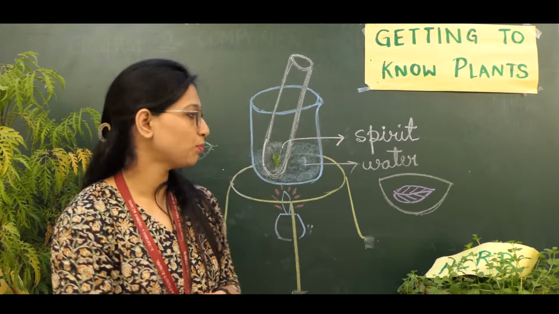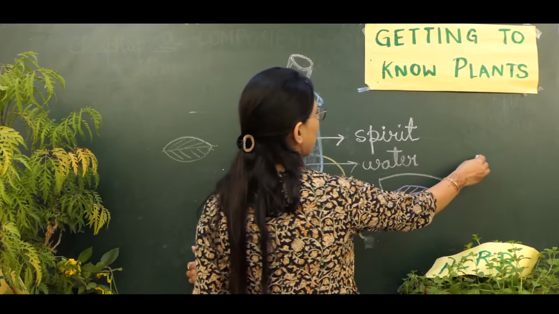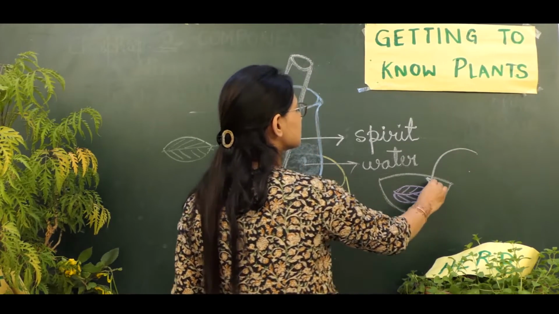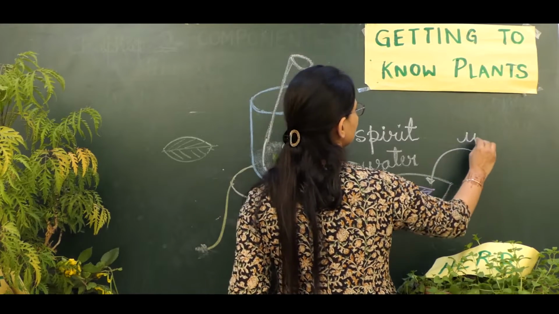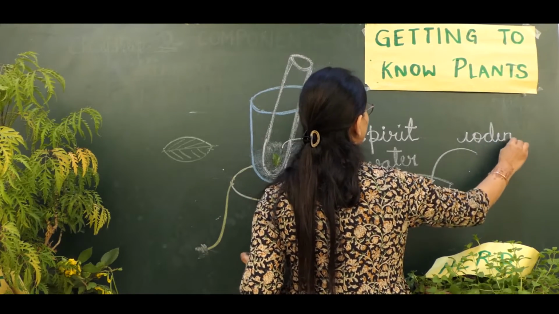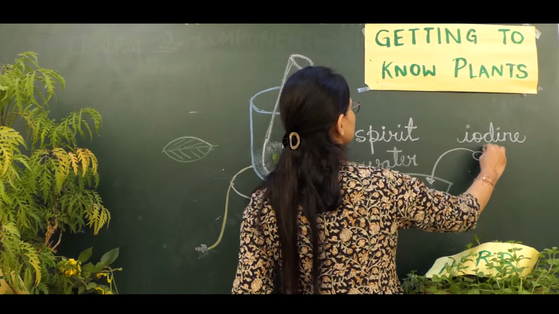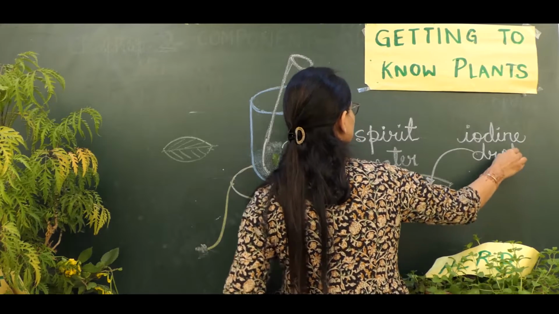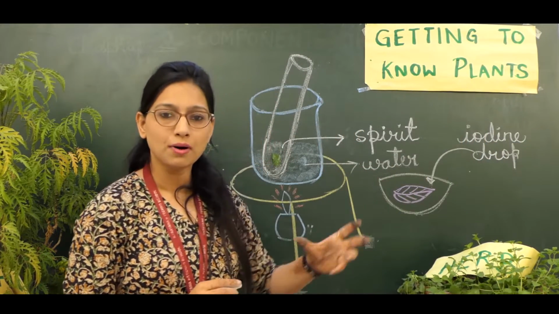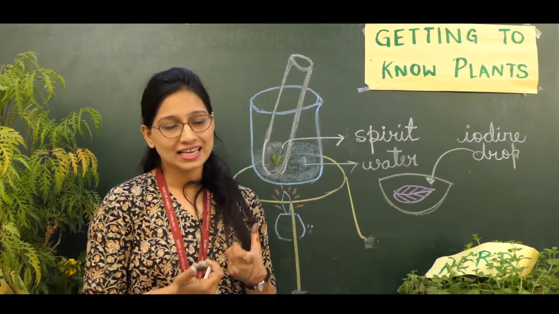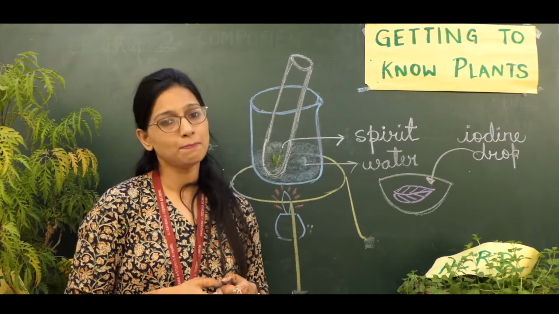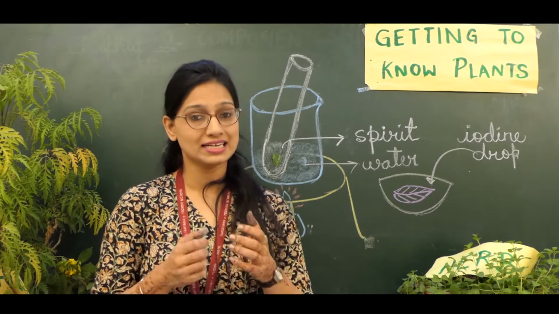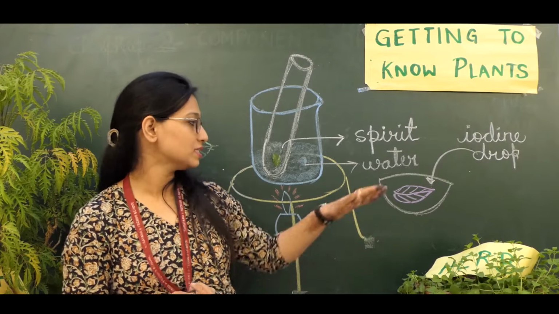Now you are going to put some iodine drops. What is our starch test? Putting some iodine drops. So now when you add iodine drops onto the leaf, you will see the leaf turns to this color, purplish or blackish, a bluish black kind of color. So this gives the positive test for starch, that yes, starch is present in the leaf.